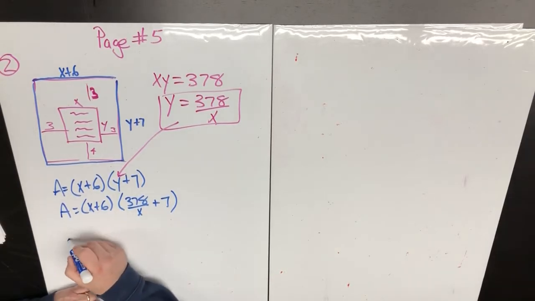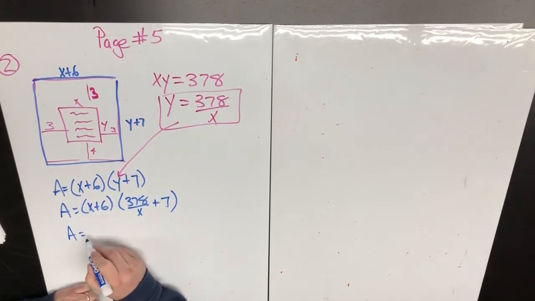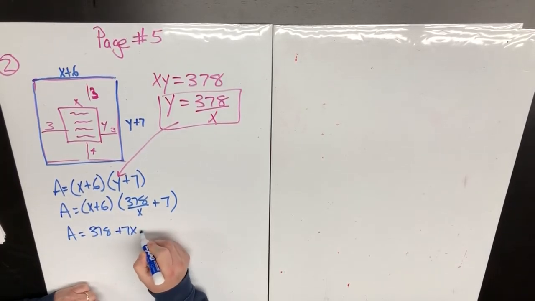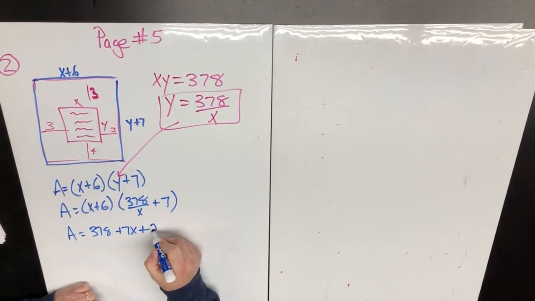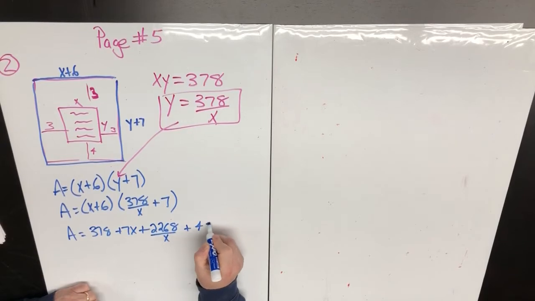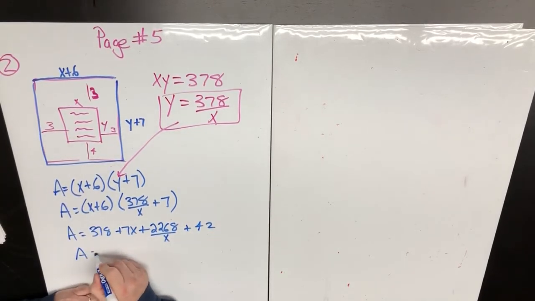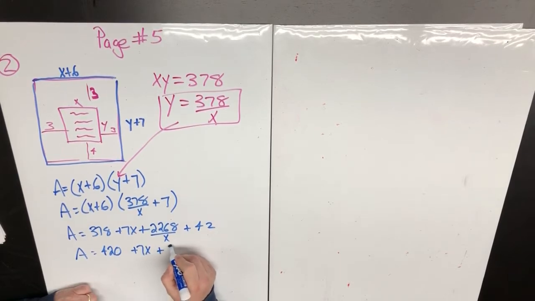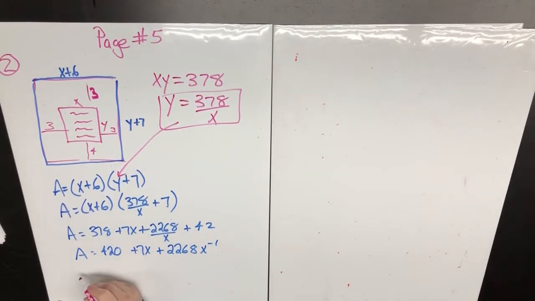So we have A equals 378 plus 7x plus 2,268 over x plus 42. So A equals 420 plus 7x plus 2,268 x to the negative 1. And the rest of the steps are the same, so I'll go through those fairly quickly.